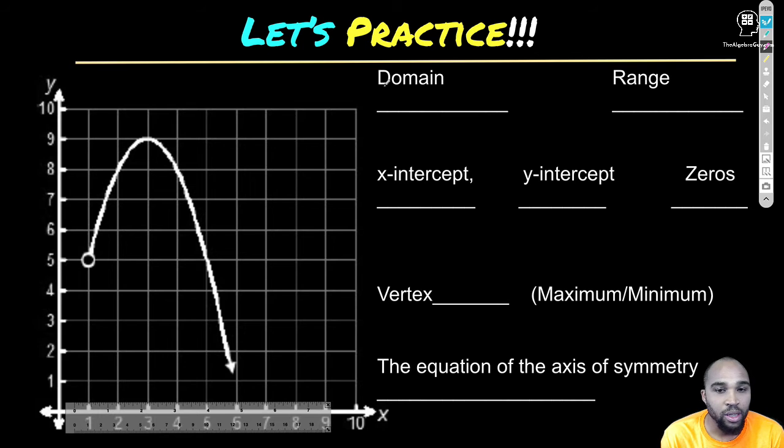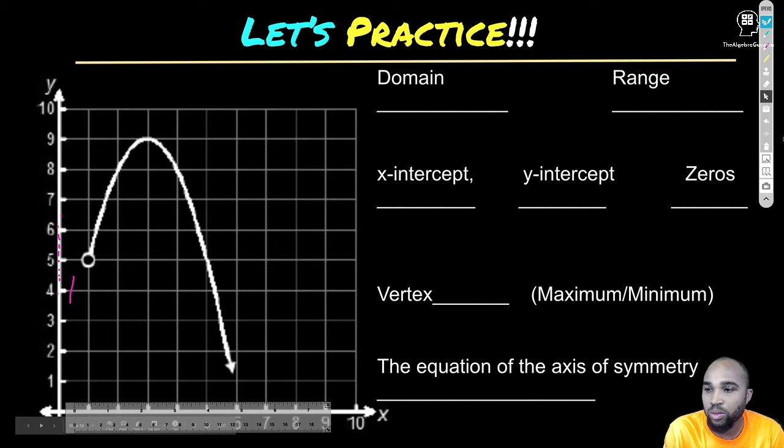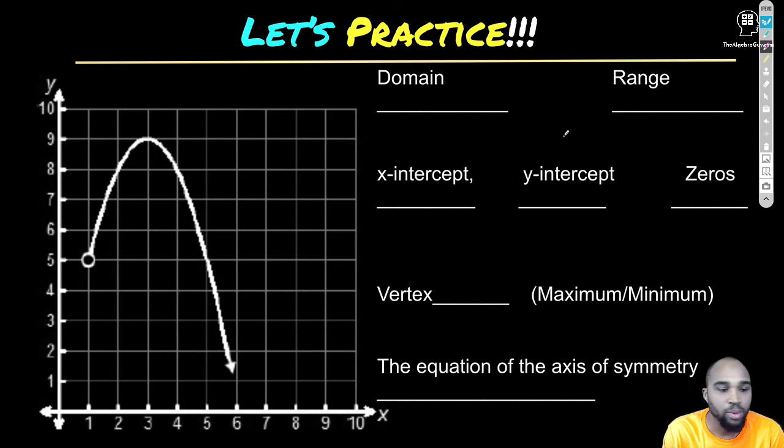All right, so our domain is, what is our domain? So let's look at all the x values. Can x equal 0? No, there's no graph here going through 0, going through the y-axis. Can x equal 0.5? Nope, nothing here on 0.5. Can it equal 1? Actually, it can't equal 1 because it's an open circle there.